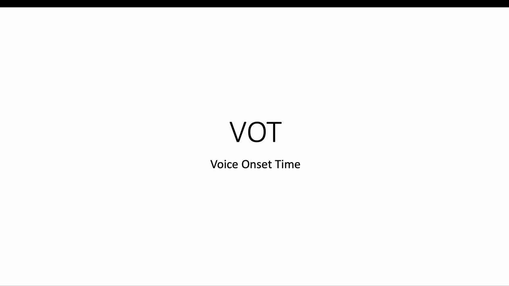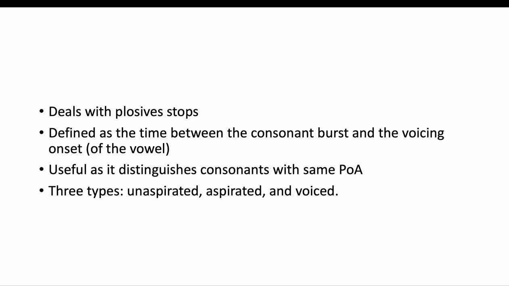To begin, what is VOT? VOT is one of the variables that is often used in phonetics and phonology, and it deals with plosive stops. So plosive stops are those, for example, like the P or the B, the T or the D, or the G and the K in English, the P, B, T, D, G, K sounds.